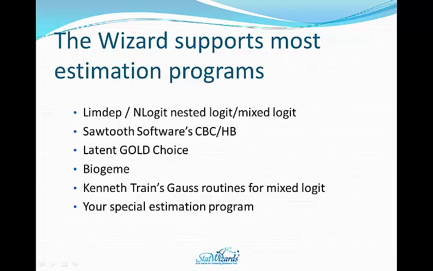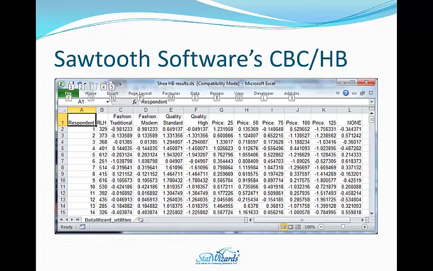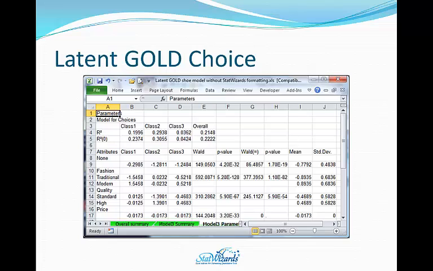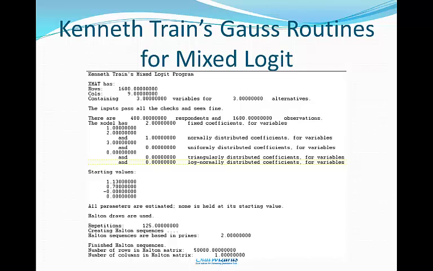The wizard works with most estimation packages, including William Greene's NLogit for nested logit or mixed logit models, Sawtooth Software's choice-based conjoint using hierarchical Bayes with Gibbs sampling, Jay Magidson's Latent GOLD Choice for estimating choice models while simultaneously identifying market segments, Michel Bierlaire's Biogeme, a free discrete choice estimation program, and Kenneth Train's Gauss routines for mixed logit.